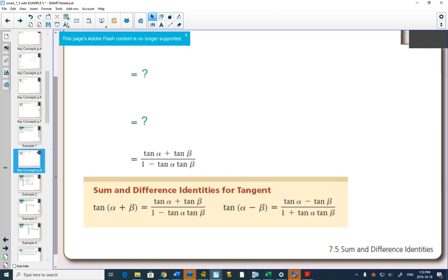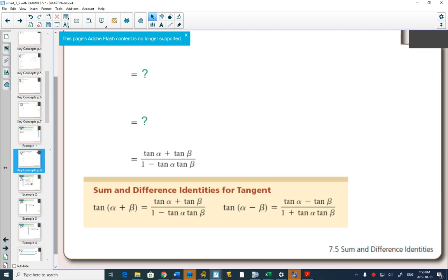But what you do need to remember is that if I have a whole bunch of tans and I'm dividing, maybe it's tan alpha plus something or tan alpha minus something, so you kind of have an overall visual of a bunch of tans in this situation. Maybe it matches up with my formula. That should trigger you to go to your formula sheet and check.